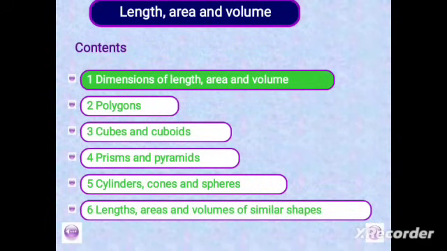Today we are going to have a discussion on the topic length, area and volume, and we are going to discuss the following. We have dimensions of length, area and volume, polygons, cubes and cuboids, we have prisms and pyramids, we have cylinders, cones and spheres, then finally lengths, areas and volumes of similar shapes.